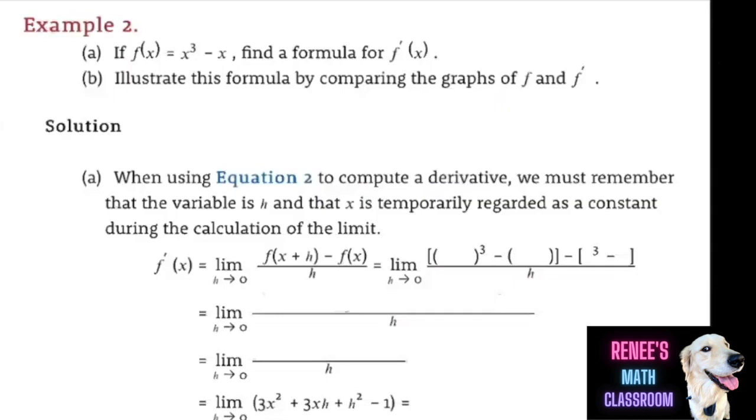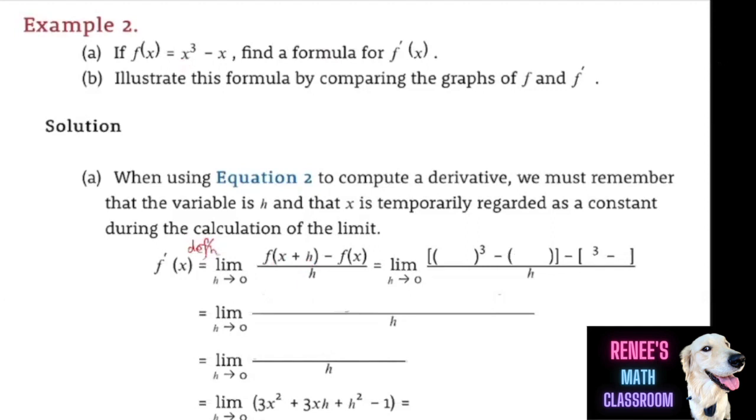Example 2. If f of x equals x cubed minus x, A, find the formula for f prime of x. B, illustrate this formula by comparing the graphs of f and f prime. So part A. We're trying to find the formula for f prime of x. We're going to use the definition. It's the limit of this quotient as h approaches 0. So this is by definition. Now we're going to substitute x plus h into this function.